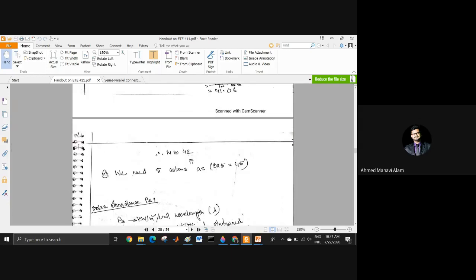So you can make the combination of 42 with different types of series and parallel connection. But if you do 8 into 5, that means 8 rows and 5 columns, then it will be 40. So 40 is not the answer, it is 42. It is not possible to get exactly 42, so you take the nearest value above. It will be 9 into 5. We need 5 columns and 9 rows. There will be 45 cells.